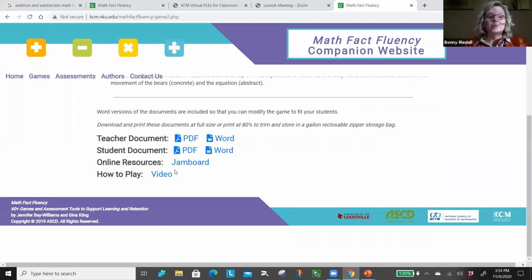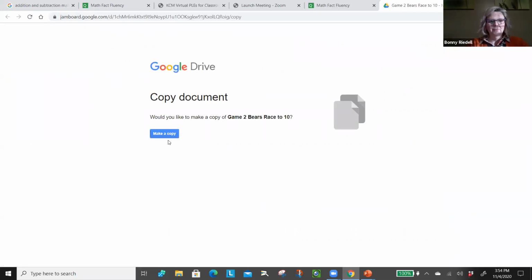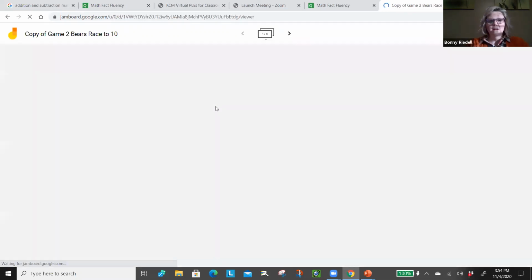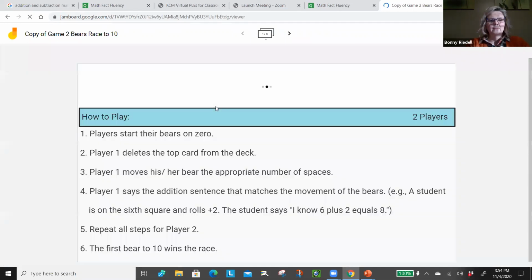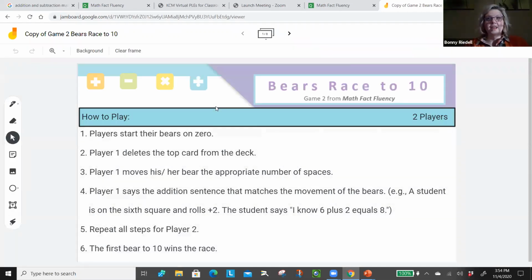Okay, and then something I'm really excited about is our Jamboard. So if you click here, you'll be prompted to make a copy of our game. Just click and make a copy. And then a virtual version of our game will come up with the virtual version of Bears Race to 10. The very first page is the directions page because we had to tweak it a little to move it from in-person using manipulatives to online virtual, but the game is basically the same.